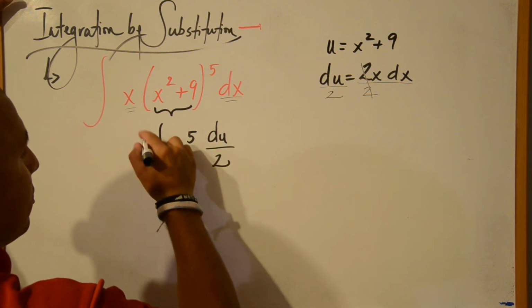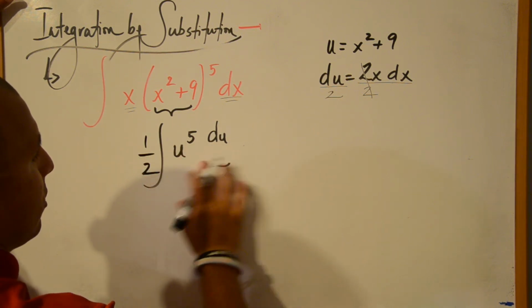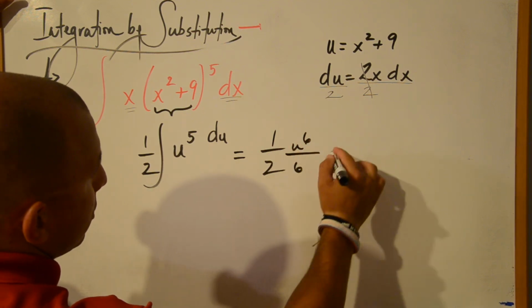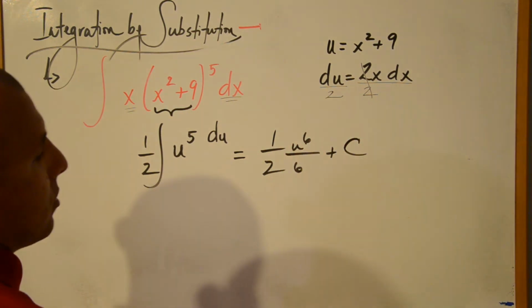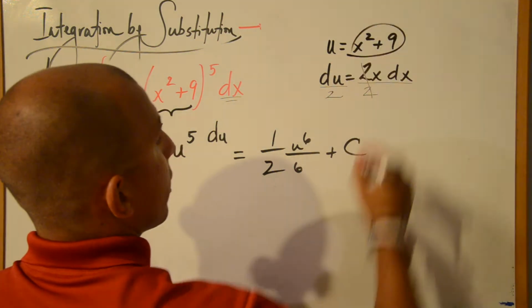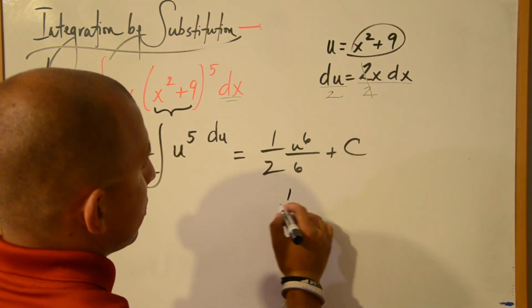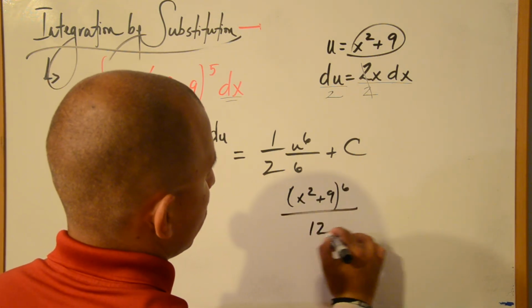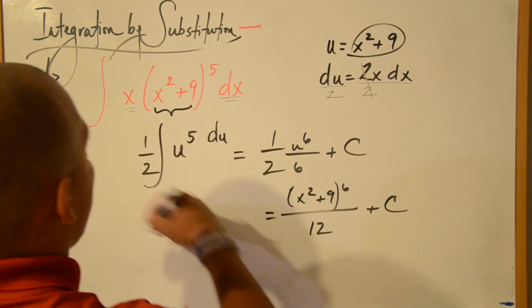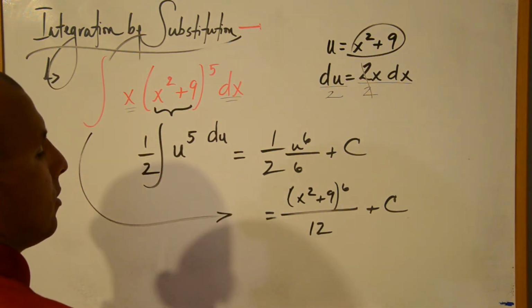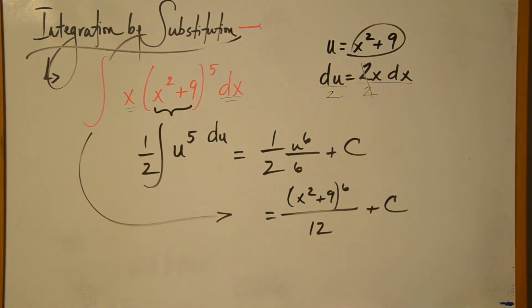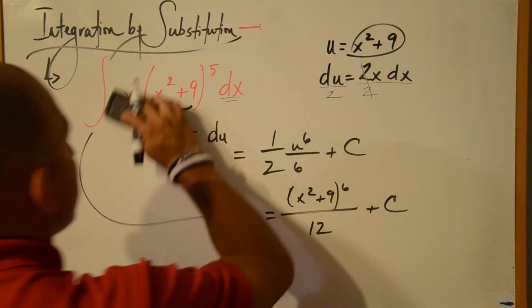I can remove the constant to outside of the integral, and this becomes 1/2 u to the 6th divided by 6 plus c, and I would just want to make sure that I remember to resubstitute in. So we get (x squared plus 9) to the 6th over 12 plus c, and that is the integral of x times (x squared plus 9) to the 5th. Okay. It works out quite nicely when we have algebraic functions.